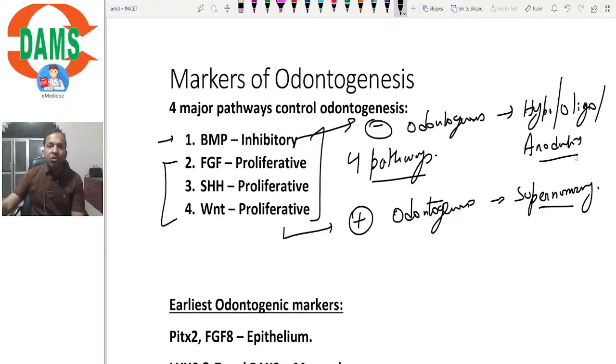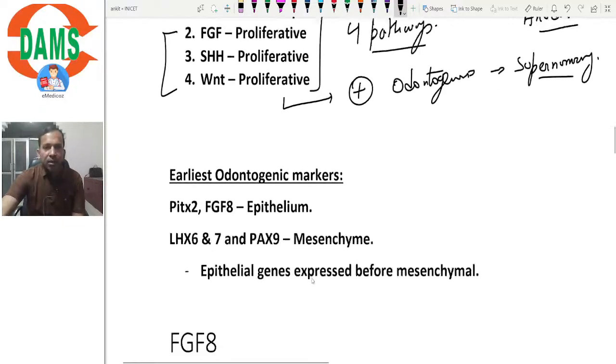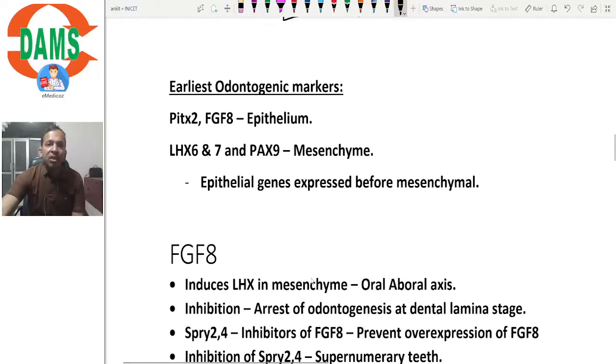So based on the extent of its overexpression, right? So basically BMP overexpression will result in a lesser number of teeth. FGF, SHH and WNT overexpression will result in a greater number of teeth, right? So sometimes they'll ask you which is the earliest odontogenic marker. Which is the earliest odontogenic marker?